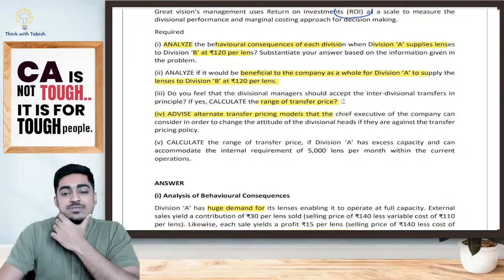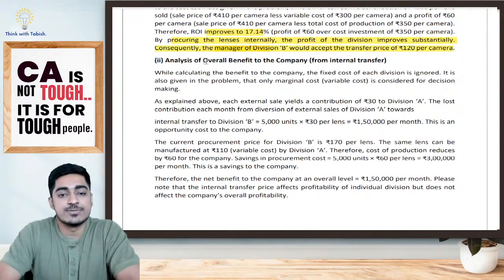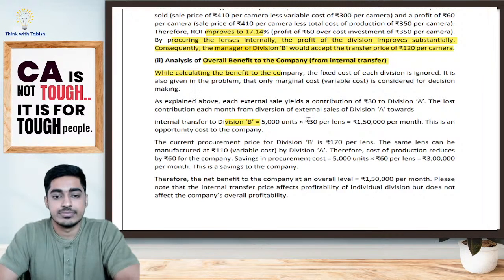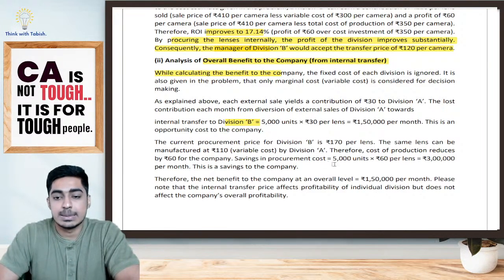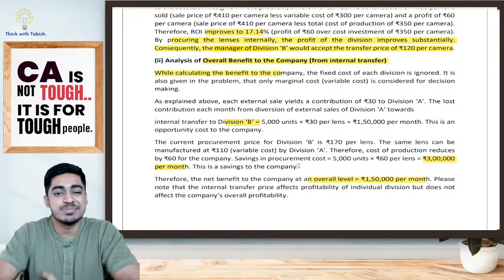Third is range of transfer price. Yes, analysis of overall benefit for the company. For division B, it is saving 3 lakh rupees. So overall net benefit to the company is 1,50,000 rupees. 1,50,000 is a net benefit to the company.